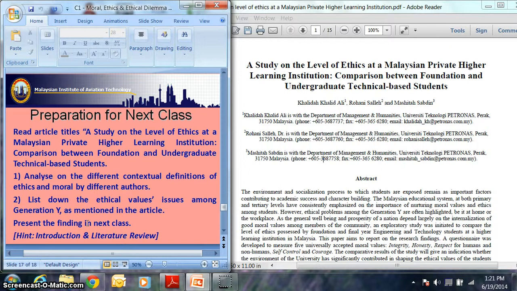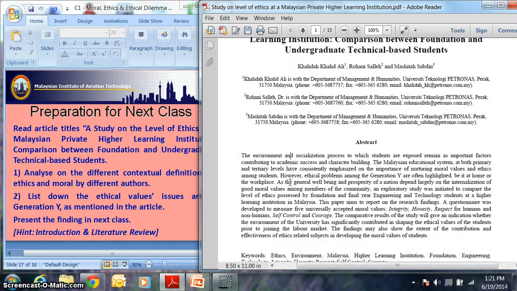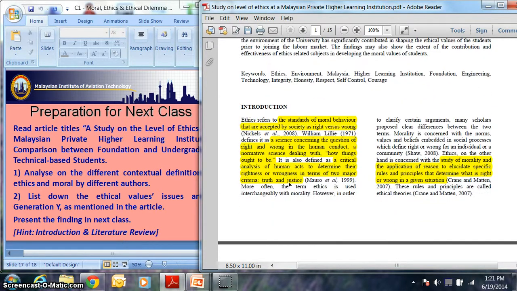I also gave you the hints. The answer you can find in the introduction as well as in the literature review. So please check your answer based on my findings. For question number one, you have to find the definitions of ethics and moral by the different authors.